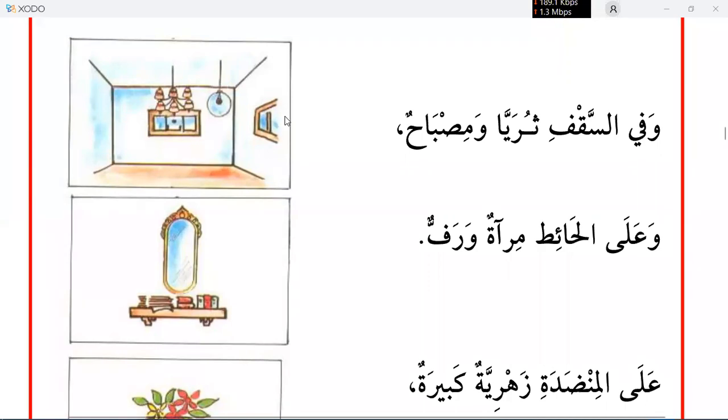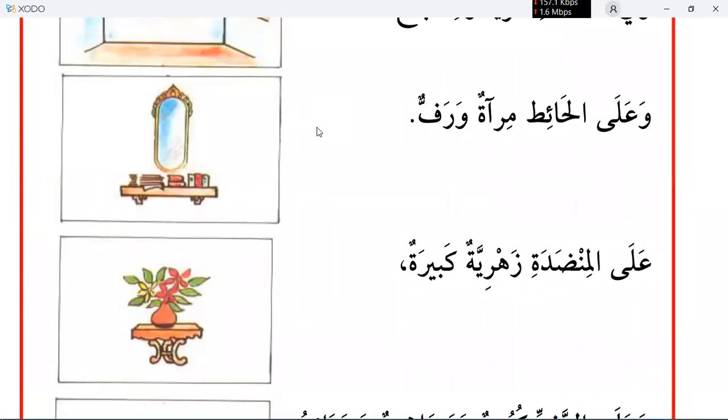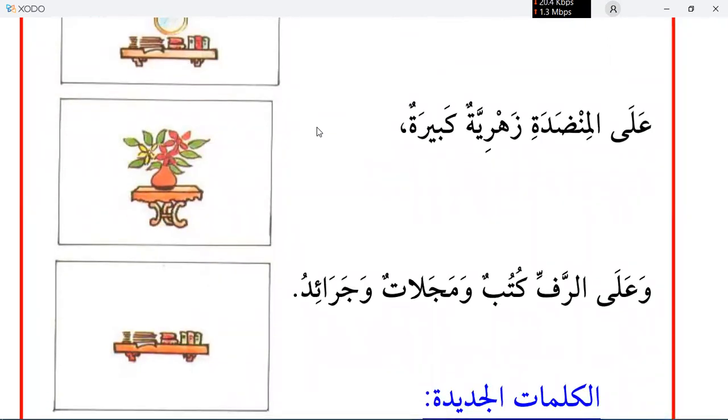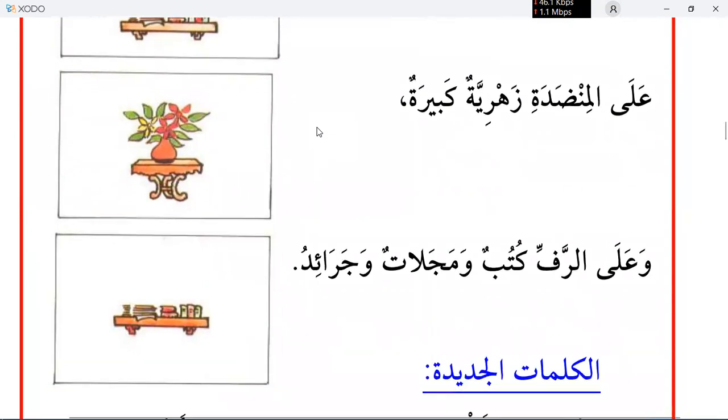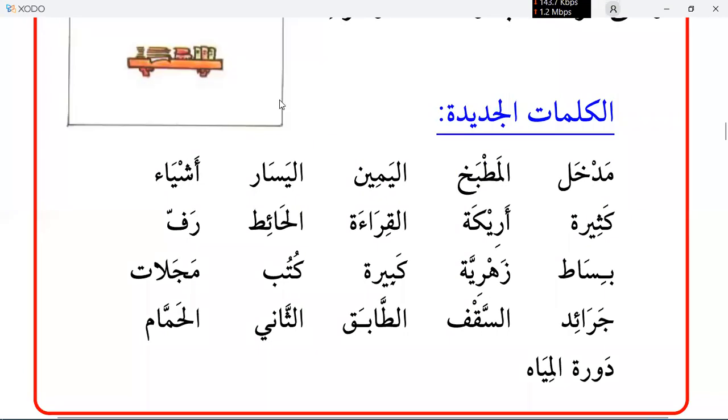وفي السقف ثريا ومصباح وعلى الحائط مرآة ورف على المنضدة زهرية كبيرة. Translation: on the roof there is a chandelier and bulb. On the wall there is a mirror and shelf. On the table there is a big flower vase. And on the shelf, kutub, books, and magazines, newspapers, majallat, jaraid.